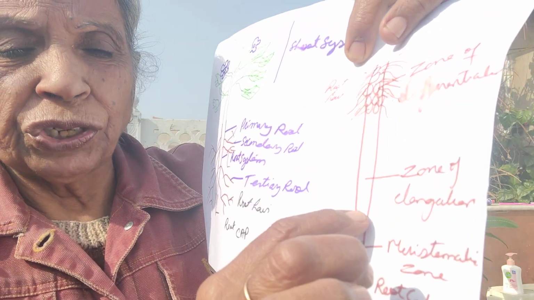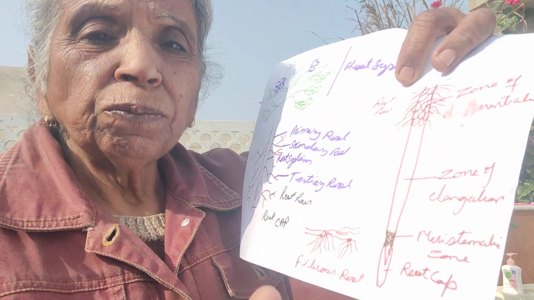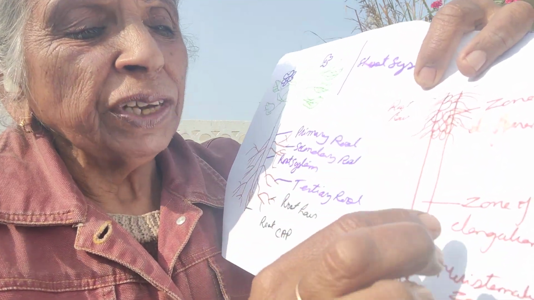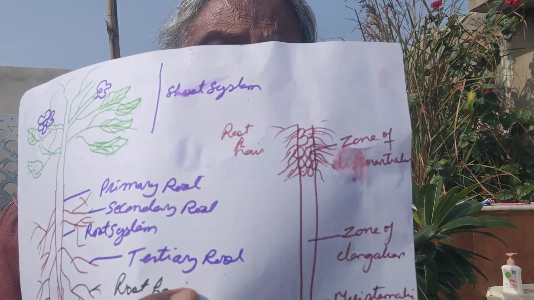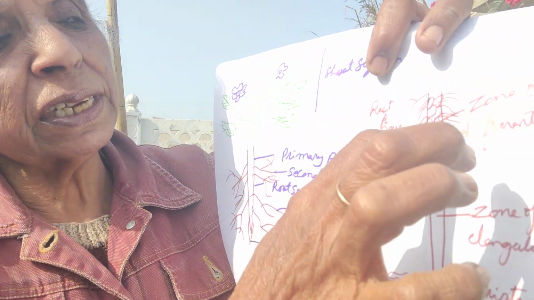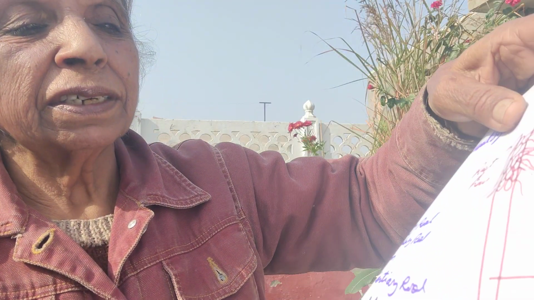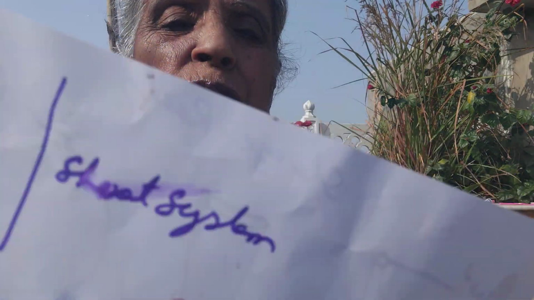Then is the zone of elongation. The cells of the meristematic zone, when they are added, are elongated to grow the root. The root is elongated, and this region is called the zone of elongation. After the zone of elongation, the cells are differentiated, and this is called the zone of maturation. It bears root hair, etc. Xylem and phloem are present. So this is all about the structure of root.